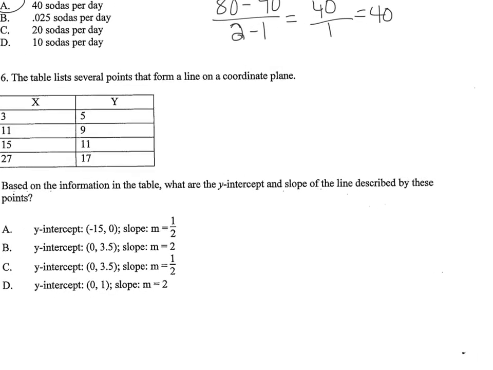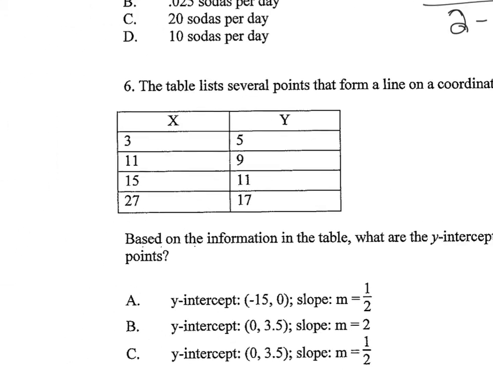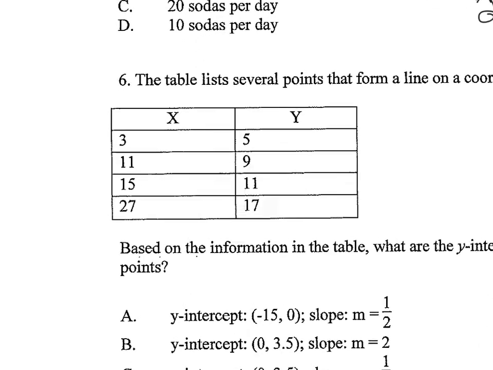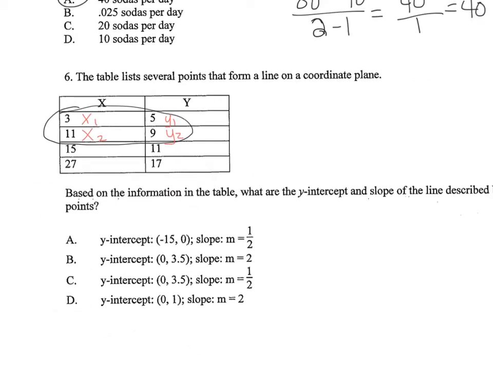On the table, we're looking for the slope and the y-intercept. So I'm going to find the slope first because I don't have 0 on this table, so it's going to be kind of difficult to find the y-intercept without the slope. I'm going to use the first 2 points because they're smaller and they're both positive. I've got my x and y, x and y. These are my 1s, these are my 2s, and then I'm going to plug into that formula.